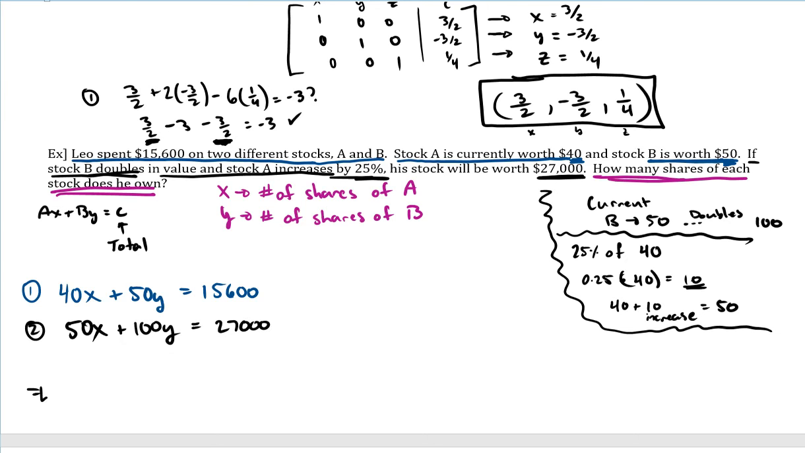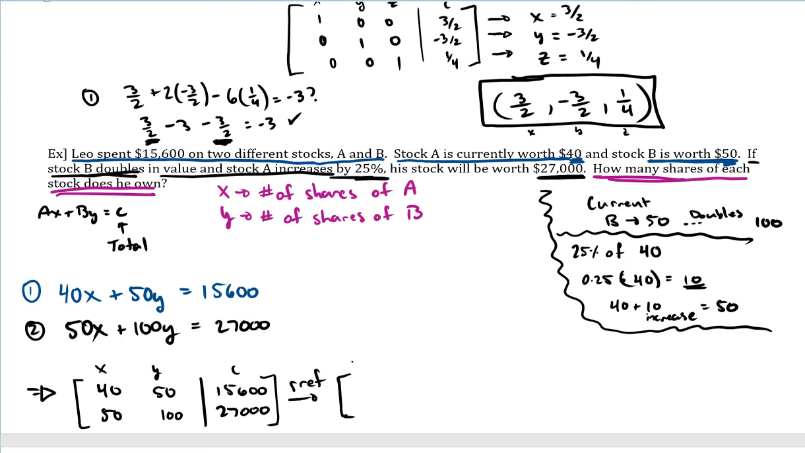And the way that we can get our answer is, well, let's convert it to a matrix. So we can use the calculator to quickly do this one. Okay, so I've got my matrix table set up. We've got 40, 50, 15,600, and then we have 50, 100, 27,000. And then we're going to do RREF, and I'm just setting up the blank. I think that will be enough room, I hope.